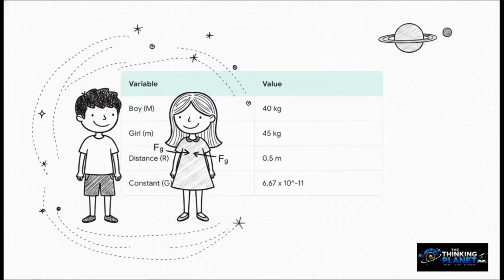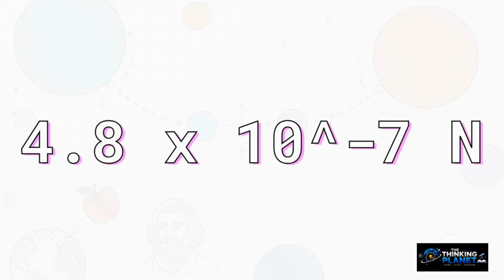And we'll plug in our constant, G, which is always 6.67 times 10 to the negative 11th. We want to find the gravitational force between them, so we just plug it all into Newton's formula. Multiply the constant by 40 times 45, and then divide that whole shebang by 0.5 squared. And when you run those numbers, the gravitational force between this boy and girl is exactly 4.8 times 10 to the power of negative 7 newtons.